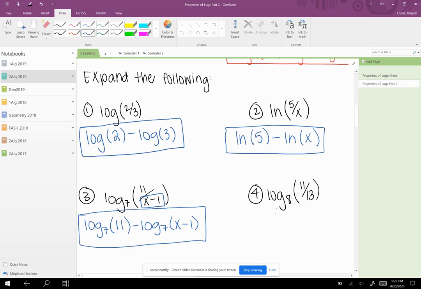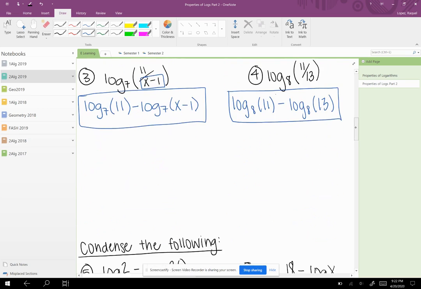Now for number 4, same thing. We write log base 8 of 11 minus log base 8 of 13, and that's my expanded form for number 4. Alrighty, guys, so now we've expanded. Now let's go the other way.